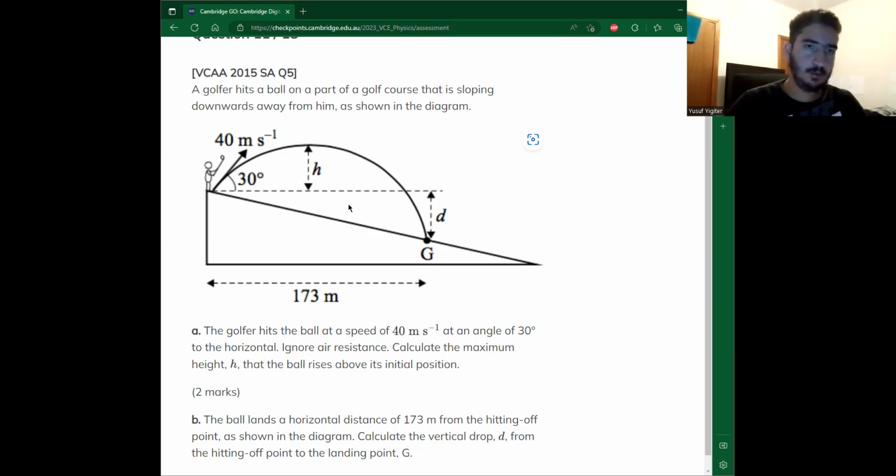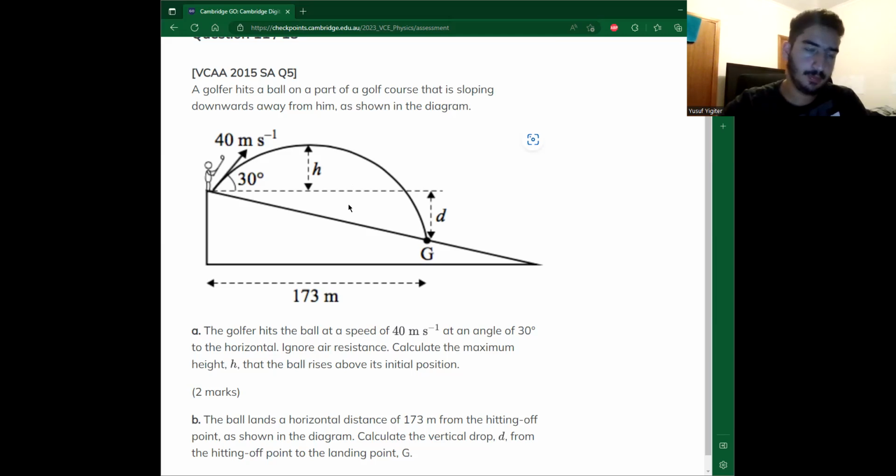Now, which formula should we use? We can find the initial vertical speed component by using trigonometry. So, opposite over hypotenuse. So 40 times sine 30 degrees. Now I got 20 meters per second.